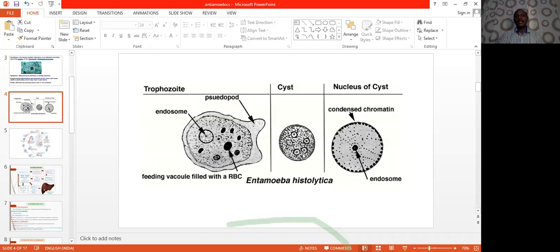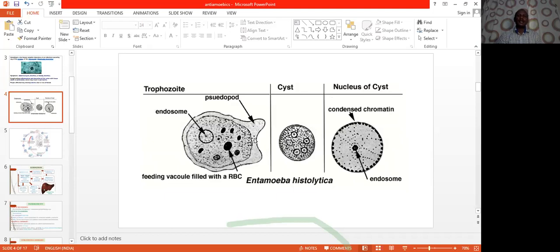It is a mononucleated form, and this is a quadrinucleated trophozoite. Again, in between there is a form that I have not shown you here. That is a pre-cyst form. Okay, so trophozoite, pre-cyst, and cyst form. So the major difference is between the invasive form and the non-invasive form.